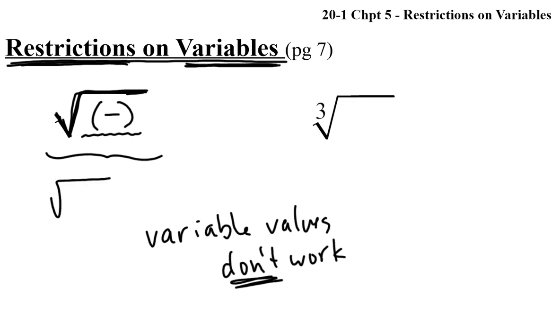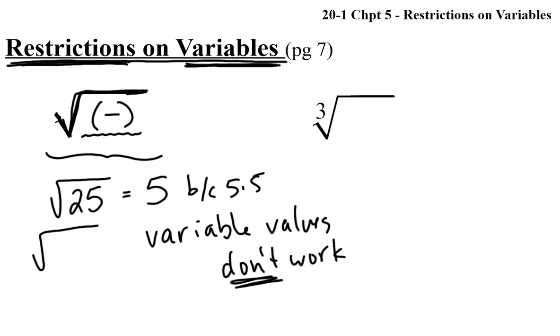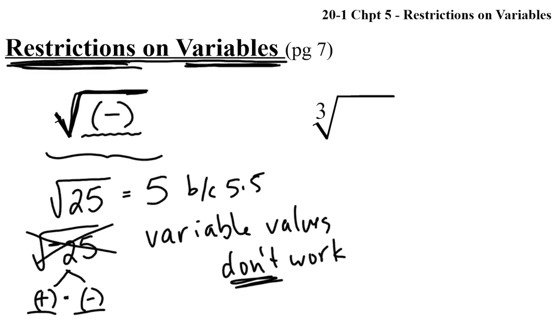Can we square root 25? Absolutely, that's 5. Why? Because 5 times 5 is 25. But can we square root negative 25? We can't, because there is nothing times itself that gives a negative value, since a positive times a positive is positive, and a negative times a negative is positive. So negative 25 can't be rooted. So we have to put restrictions so that we avoid square rooting a negative.